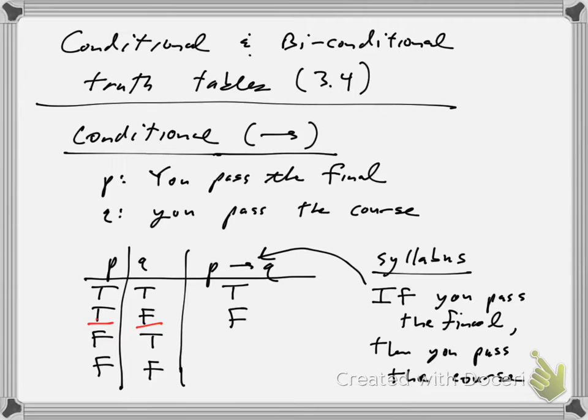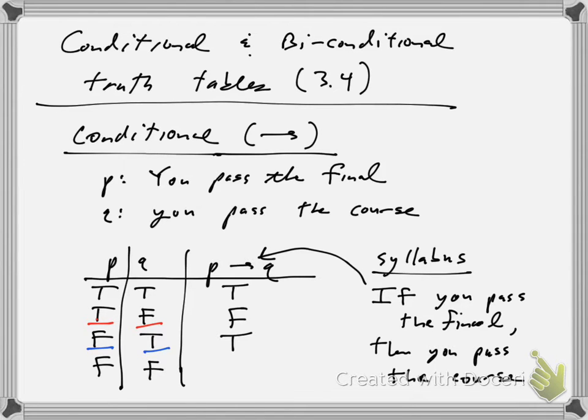I'm going to do a grade appeal. See how this is kind of working? So now let's take a look here. Let's say I didn't pass the final, but I did pass the course. Does that make his syllabus false? Because he said if you pass the final, then you pass the course. It doesn't say anything about what happens if I don't pass the final, does it? It doesn't say a word. It just tells me what happens if I do pass the final. So this statement is still true because this situation has not proven his original statement false.